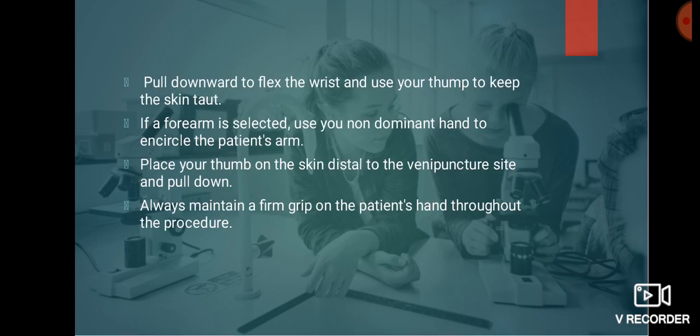Pull down to flex the wrist and use your thumb to keep the skin taut. Taut means stretched tight, like a rope, muscle or nerves. If the forearm is selected, use your non-dominant hand to encircle the patient's arm. Place your thumb on the skin distal to the venipuncture site and pull down.